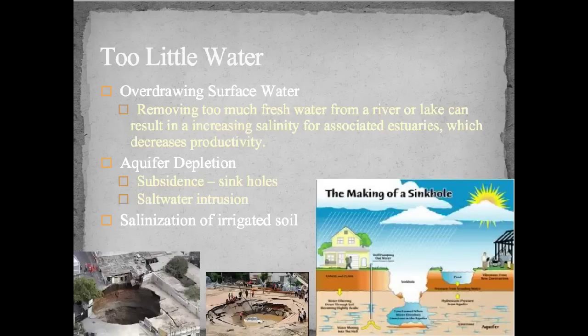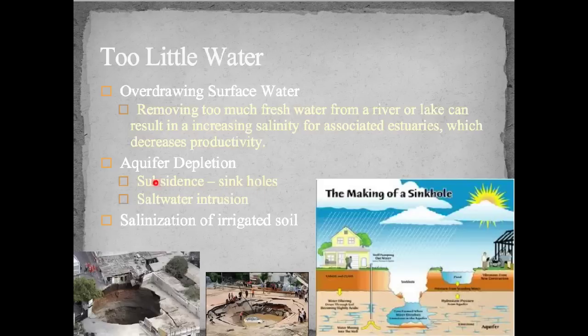Too little water, you can have overdrawn surface water, which removes too much fresh water from a river or lake, resulting in increased salinity for associated estuaries, which decreases productivity, like we saw with the San Francisco Bay. You remove that water, and then the salt water intrudes or comes into that area. You also could pull too much water out of an aquifer.